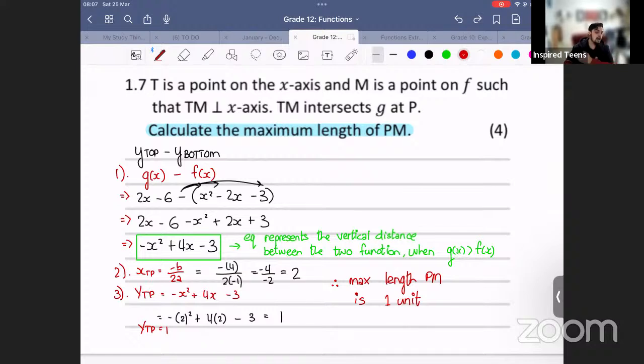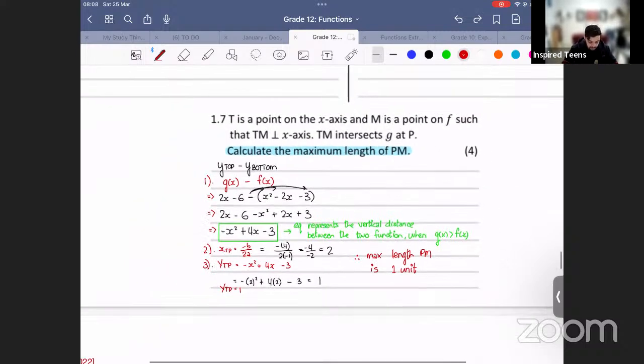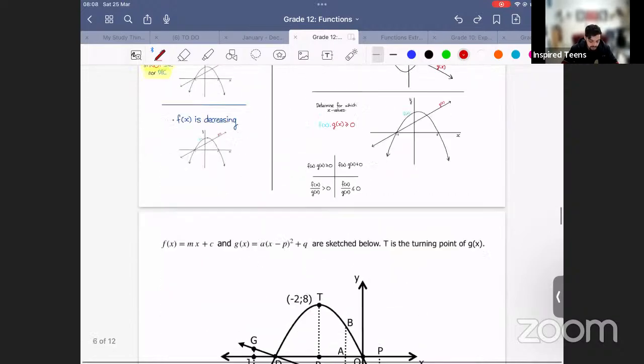Once you say top graph minus bottom graph, how do you get the maximum? Since we are dealing with a parabola, remember, maximum or minimum is calculated by the turning point. The y turning point is actually the maximum or minimum value. So once we get our new equation, we can calculate xTP first, and then yTP. xTP is negative b over 2a, and then for yTP, you sub xTP into the equation, and the value of yTP is basically your maximum, alternatively your minimum length. I hope that makes sense.